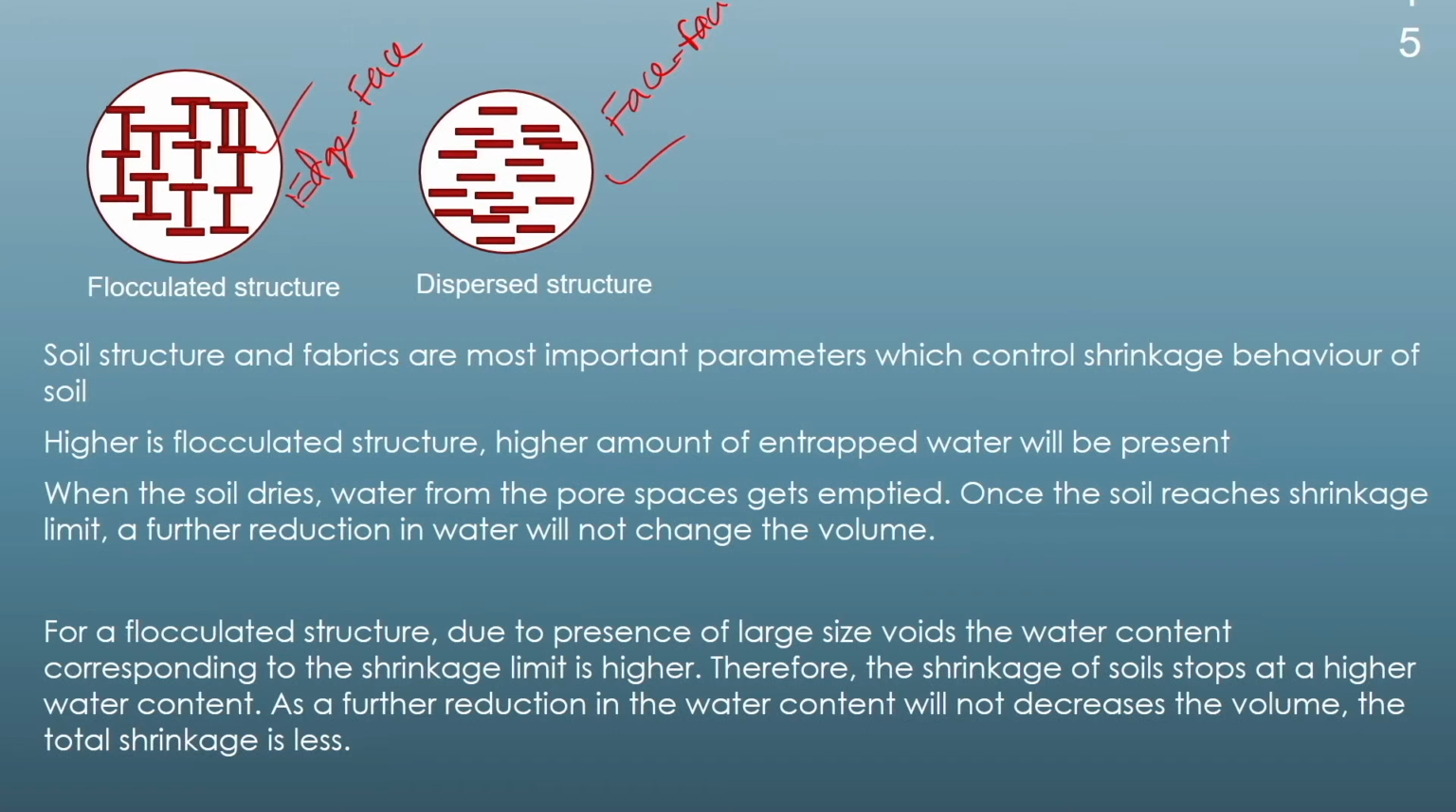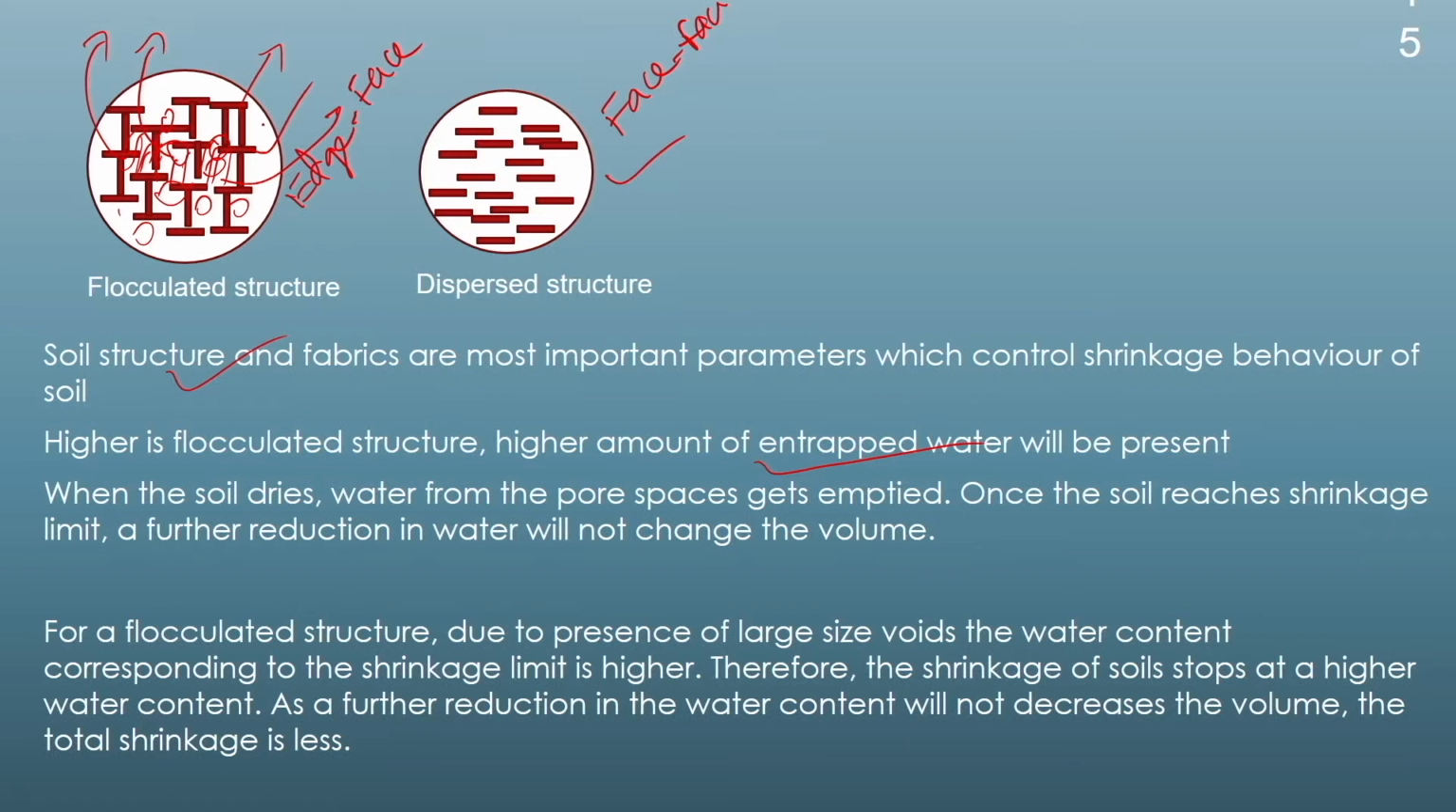So, depending on whether the structure is flocculated or dispersed, the void between these two structures will be different, or the arrangement of the voids will be different. And this soil structure and fabrics is one of the most important parameters which controls the shrinkage behavior of the soil. Here we can see that in the flocculated structure, large voids are present, and due to this large void, a large amount of entrapped water will also be present. And when this soil is dry, the water from this pore space gets emptied first, and once the soil reaches the shrinkage limit, a further reduction in the water will not change the volume. So, when we dry this soil sample, the water gets removed here. As the water gets removed, these voids will start to fill with air, and the volume change of this soil will not further take place once it reaches this state.